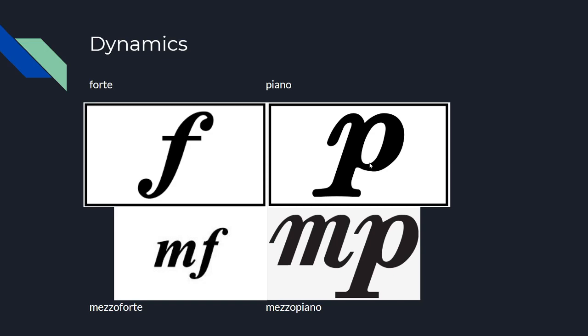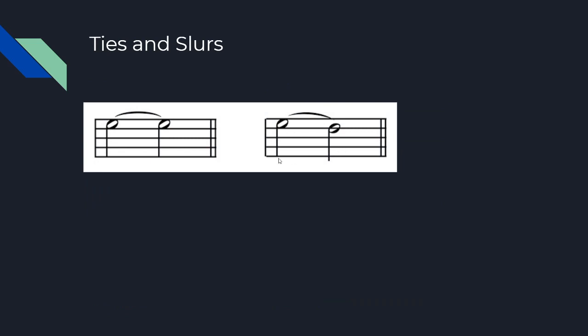Next, let's learn about ties and slurs. So these are ties and slurs. The first one is a tie, and the second one is a slur. The difference between them is that ties tie together notes of the same pitch, while slurs connect two different notes that are two different pitches.